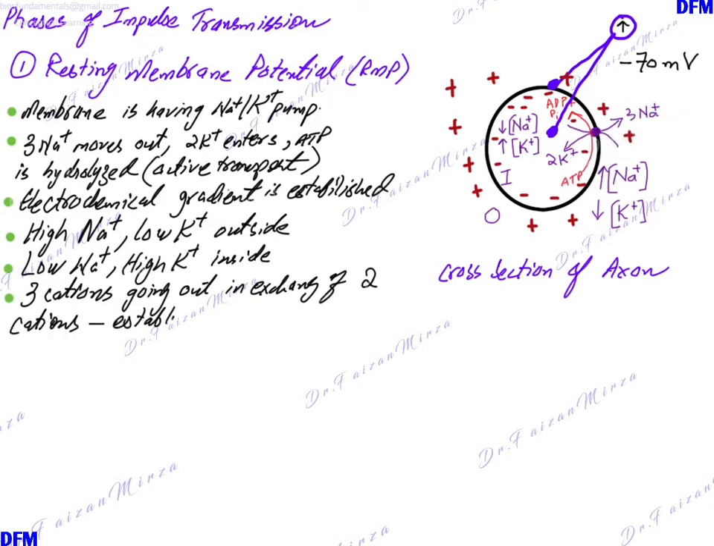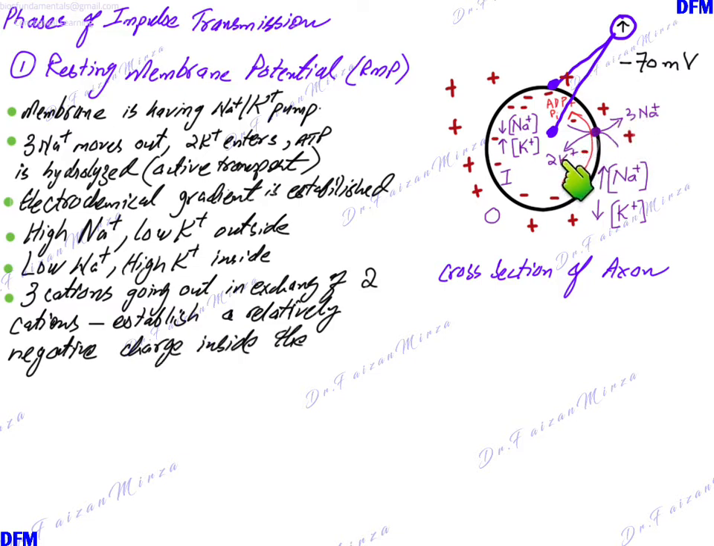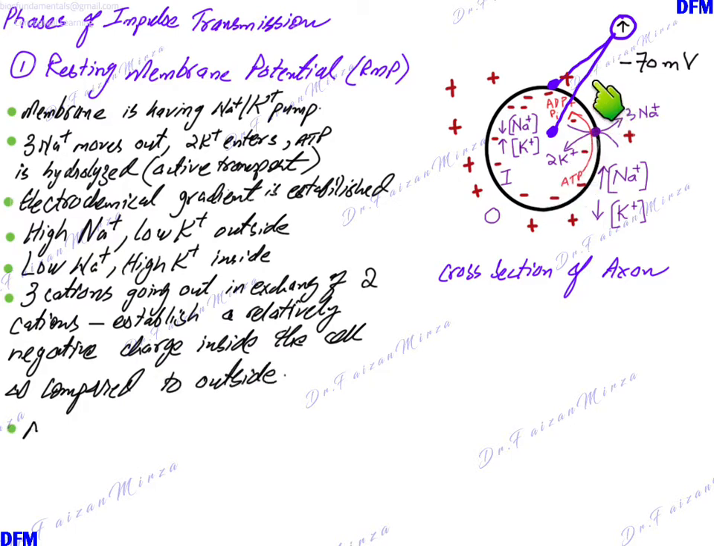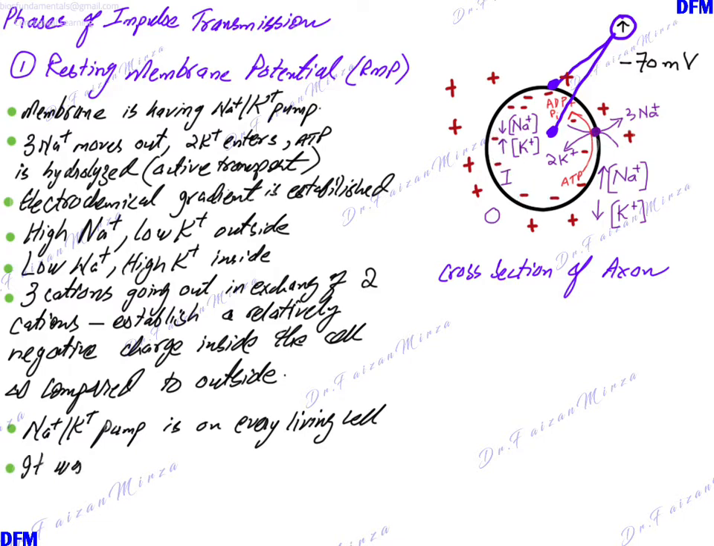3 positive ions are going out and 2 potassium ions, which are positive, are entering. So whenever 3 positive ions go out and 2 positive ions come in, there is a net deficit of 1 positive charge inside the cell. This deficiency eventually builds up into a relatively negative environment as compared to outside. So outside the cell there is an excess of positive charges, and a relatively negative environment is present inside the cell. This is called the resting membrane potential.